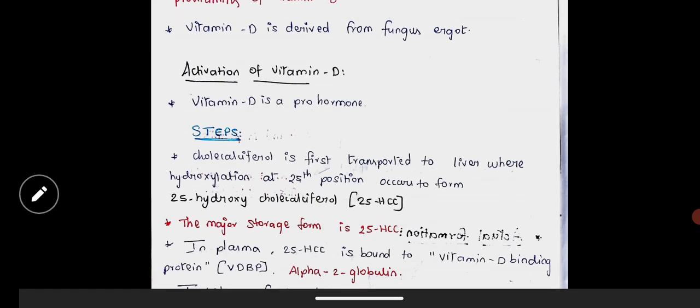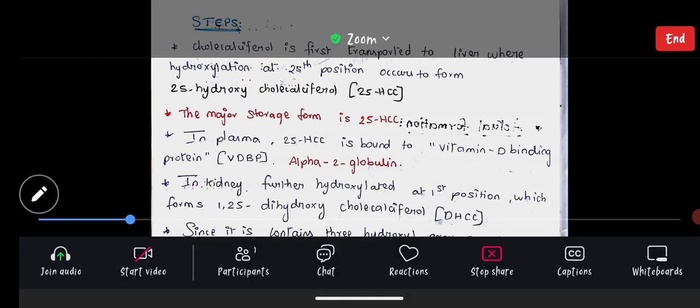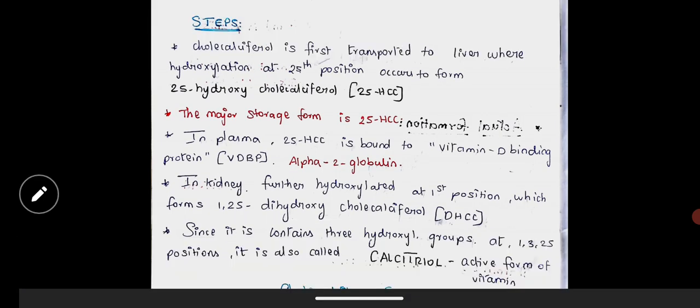Then the activation of vitamin D. Vitamin D is a prohormone. How do the steps take place? First, cholecalciferol is transported to the liver, where hydroxylation at the 25th position occurs to form 25-hydroxycholecalciferol. In the liver, the 25th position is hydroxylated and it is converted to 25-HCC. I'll use the short form 25-HCC.